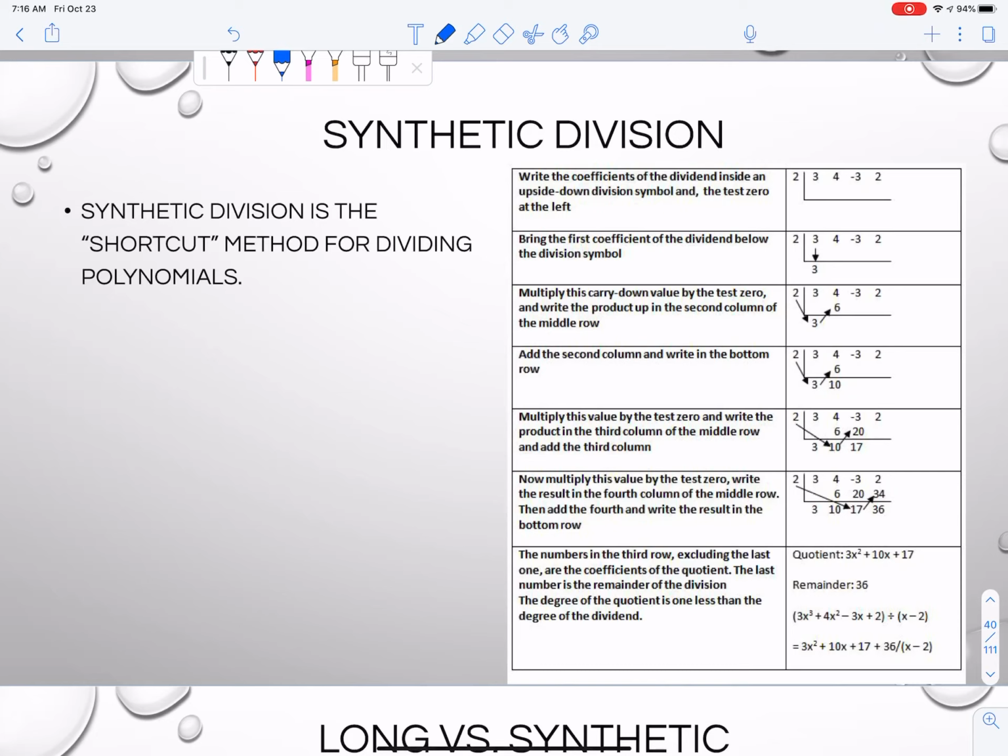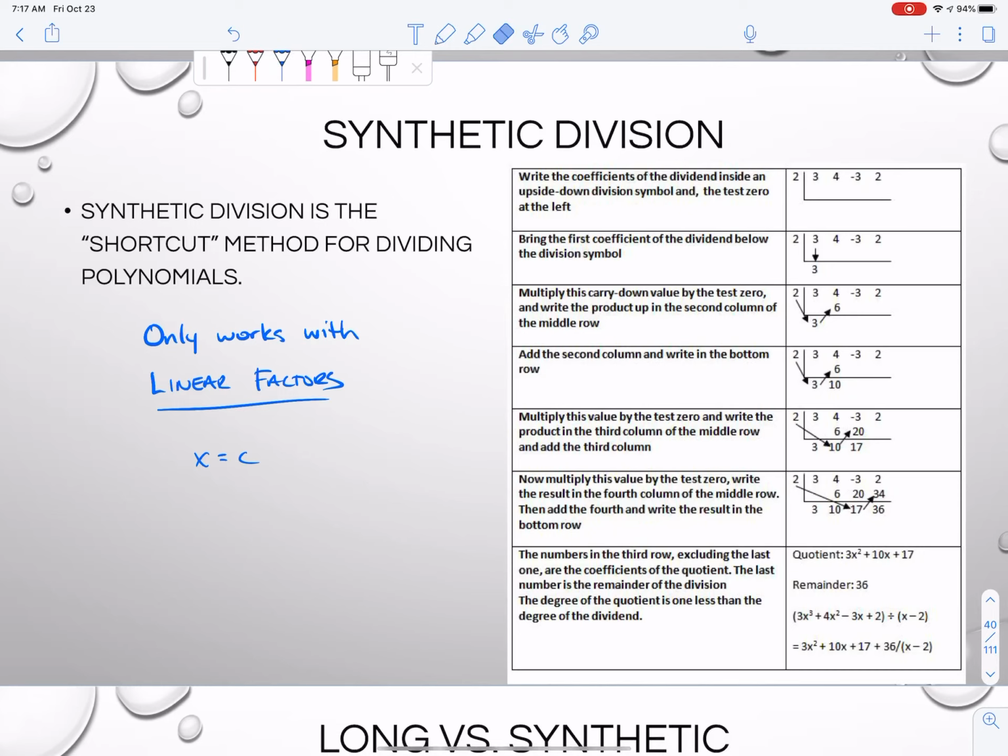Synthetic division only works with linear factors. Okay, so I must have linear factors. I must be able to write it as a single x equals c. The two examples that I worked out for long division a little bit ago both happen to be linear divisors, right? But two of the ones that I worked out prior to that were quadratic divisors.